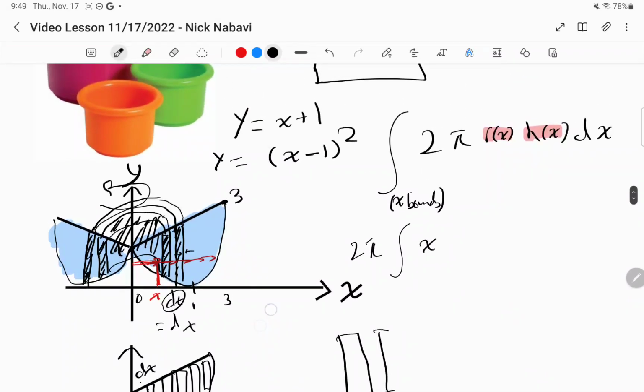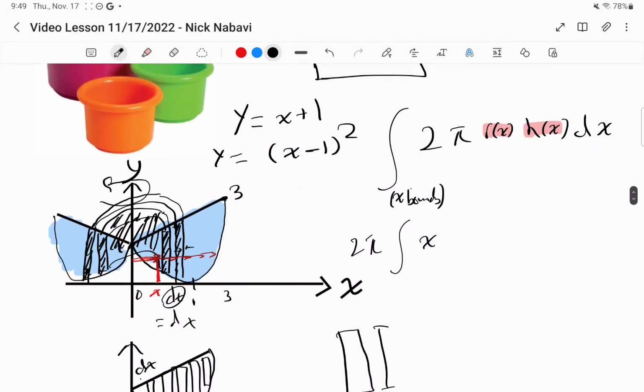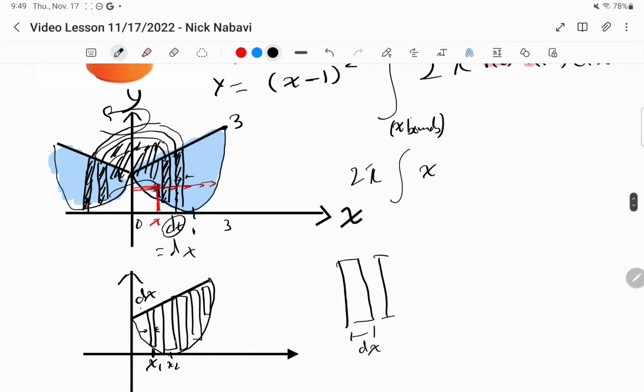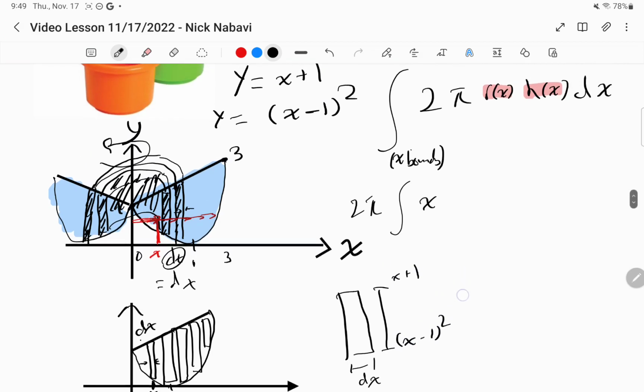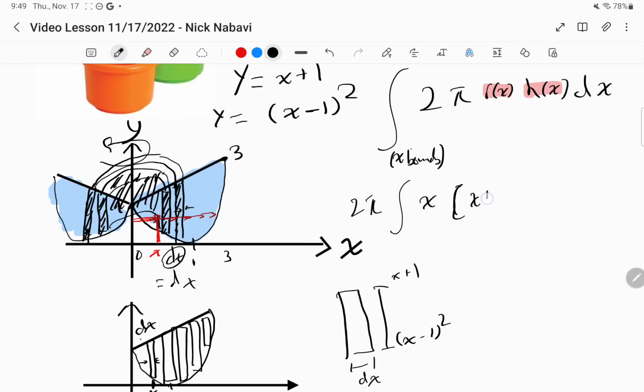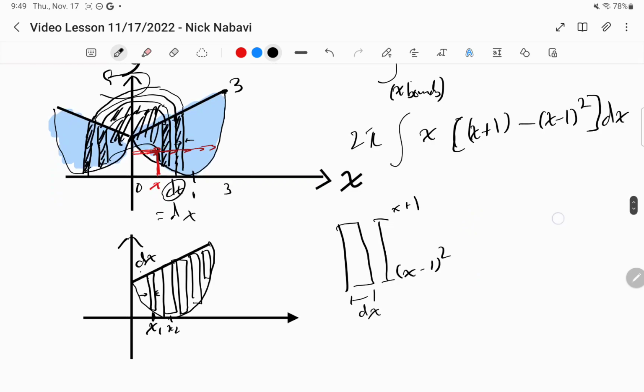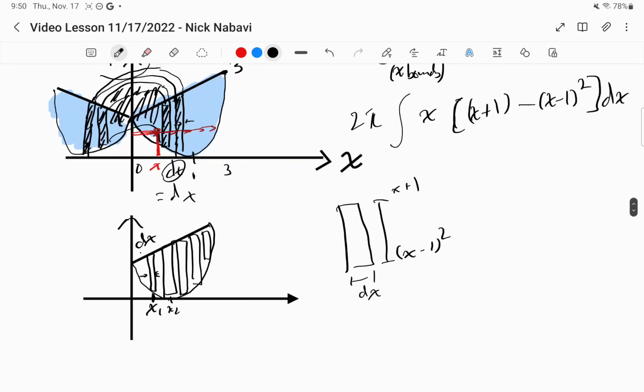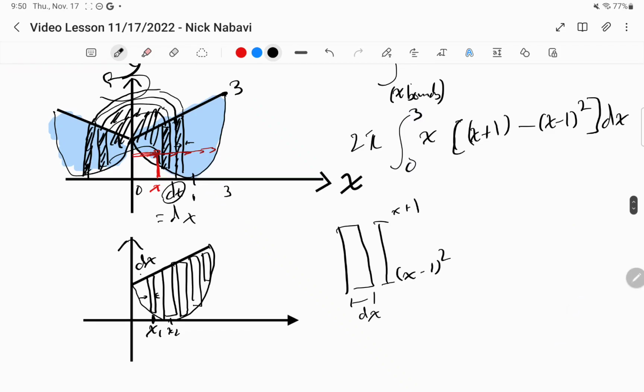Well, the height is just x plus 1 here minus x minus 1 squared, okay? It's x plus 1 and then x minus 1 squared, right? The height is just x plus 1 minus x minus 1 squared, okay. Simple enough, right? That's it. You just have to orient yourself, okay? You have to have the image in mind, you have to draw your rectangles, and once you've figured out the height of these rectangles, the height of your cylinders, you just integrate over x. Our x bounds are from 0 to 3, okay? Integrate over x.